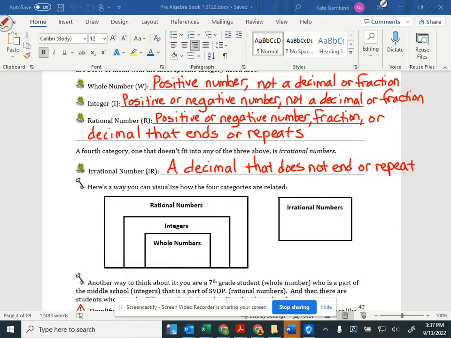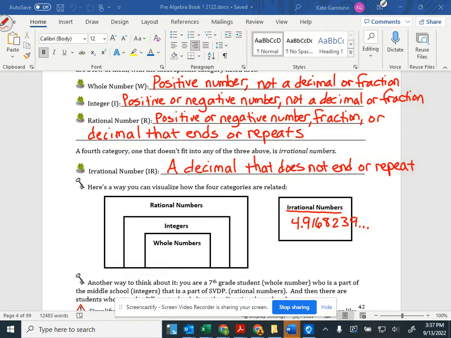So here's a way to visualize how the four categories work. Notice how our irrational numbers are over to the side. So we have something like 4.916823.9 ... Those dots mean that it keeps on going. So that's irrational. Any decimal that continues going is irrational.